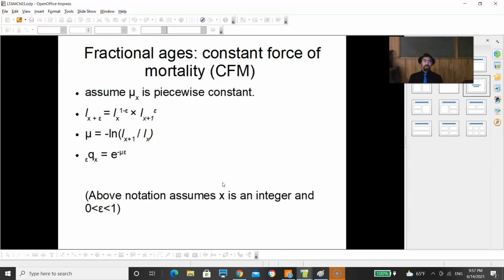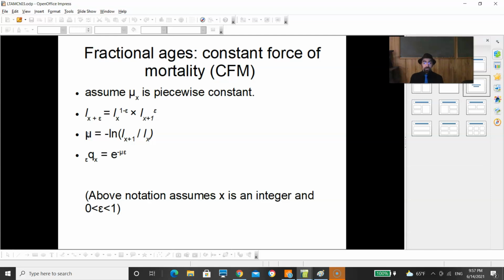Okay. I mentioned there were two main assumptions. That was one of them. The other is constant force of mortality. Here, you assume mu sub x is piecewise constant. That is, the force of mortality is piecewise constant, not the absolute death probability. So over that 1 year I can just look at the constant mu. Well, what is that constant? It's going to be negative natural log of L sub x plus 1 over L sub x.